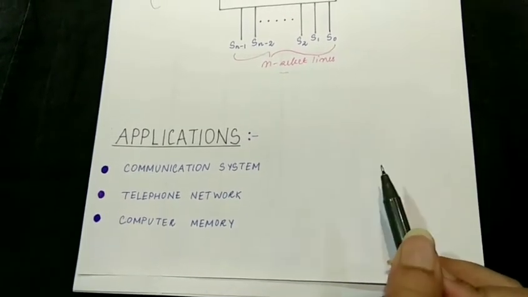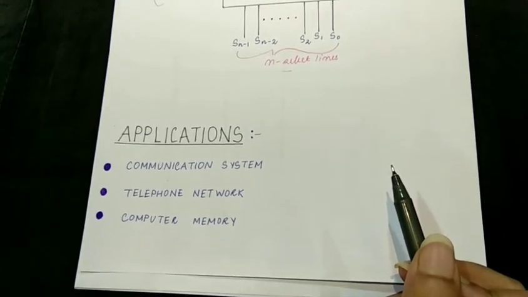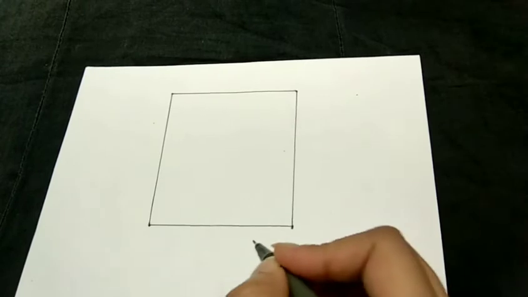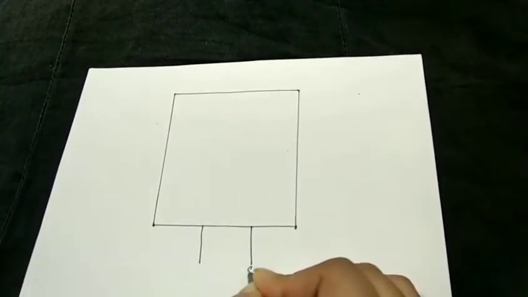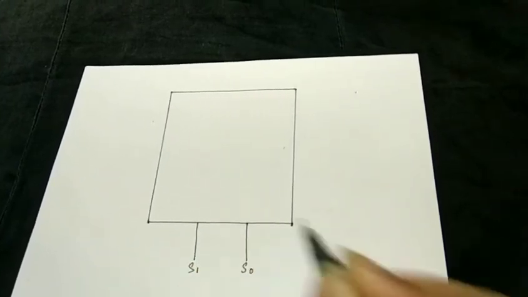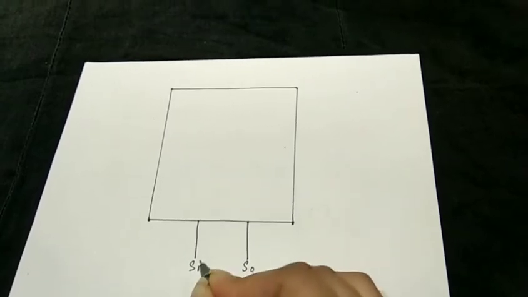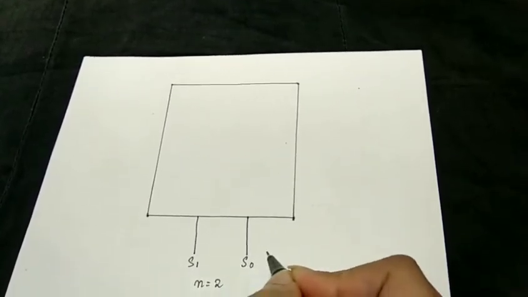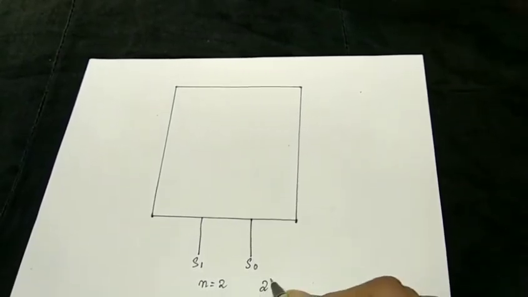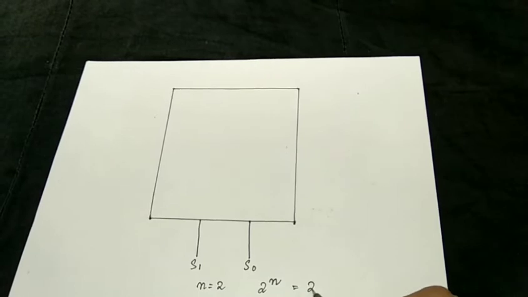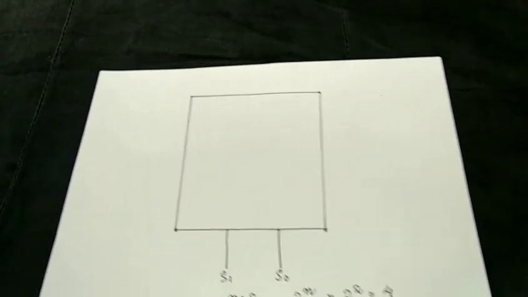Now let's take an example and design a multiplexer and see how it actually works. So let me take 2 select lines and name them as S0 and S1. So here the value of n is equal to 2 since I have taken 2 select lines. And we know when there are n select lines, the maximum number of input lines can be 2 raised to the power n. So it will be 2 raised to the power 2 which is equal to 4. So there will be total 4 input lines.